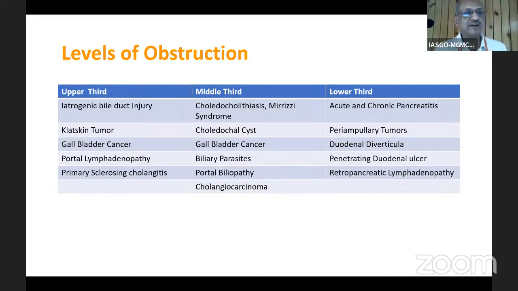Hilar cholangiocarcinomas, the name is self-explanatory. Gallbladder cancer can present in many ways. When it presents with SOJ, it can be an upper third or a middle third obstruction. Then portal lymphadenopathy and sclerosing cholangitis, which we don't see that often.